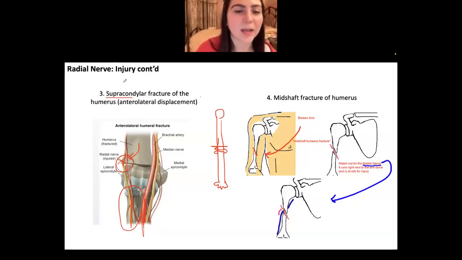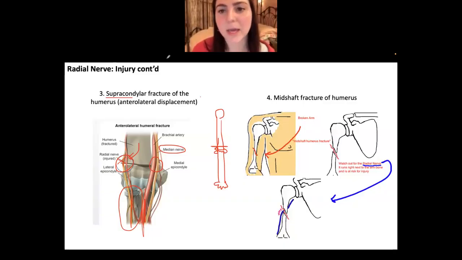And the reason I mentioned this lateral displacement is obviously you see the median nerve on this side. We're going to get to the median nerve. You can imagine it would get injured with an anteromedial displacement of a supracondylar fracture. All right, so again, it's just because of the anatomy. The radial nerve's on the lateral side. The median nerve is more medial. All right, so that's one of the other things.